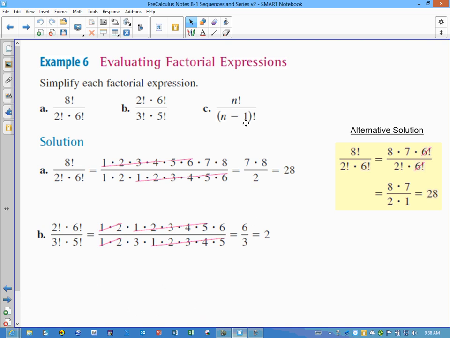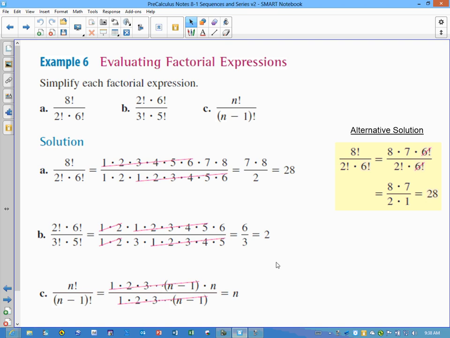And it even works with the variables as well. N factorial is 1 through n. Remember, the 1 just before n is n minus 1. And then n minus 1 factorial is 1 through n minus 1. Notice how those two can cancel, and all that's left is the n. Or in other words, n factorial is n times n minus 1 factorial. And then the n minus 1s would cancel.